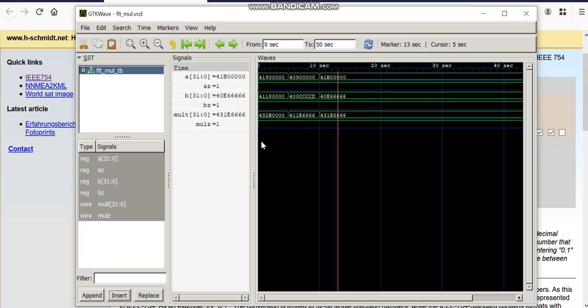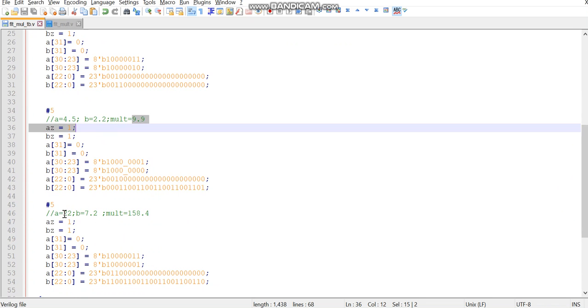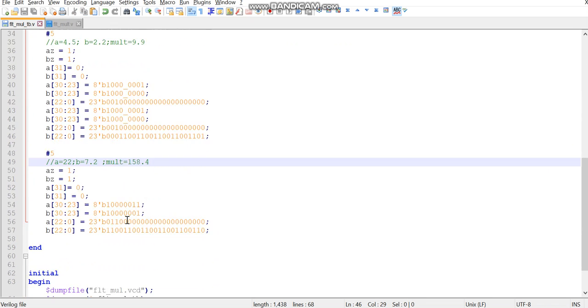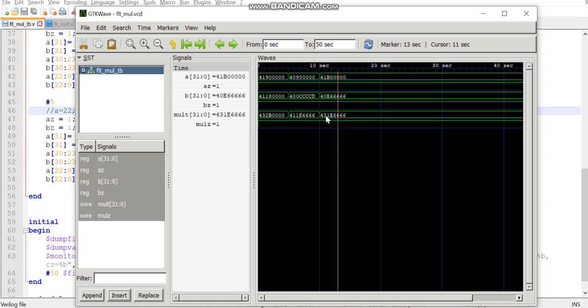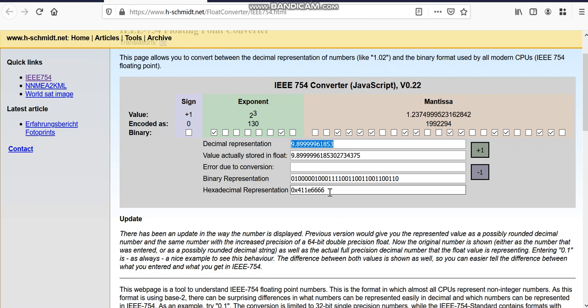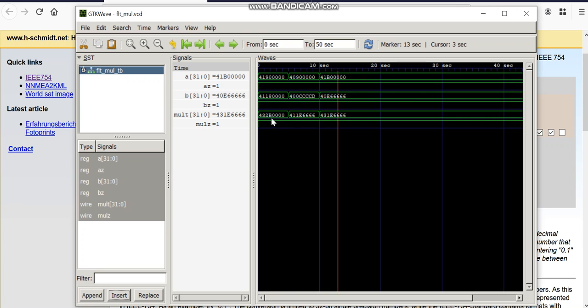So the third set of inputs that I have given were 22 and 7.2, which should result in 158.4. So the third set of output is 431E46. This is all in hexadecimal. I am just trying to convert it into decimal. So 158.4. So the correctness of the output is checked over here.